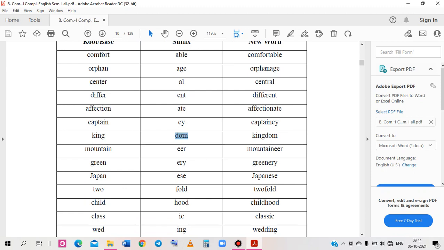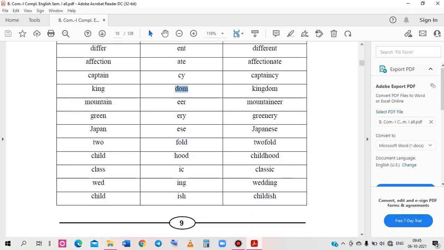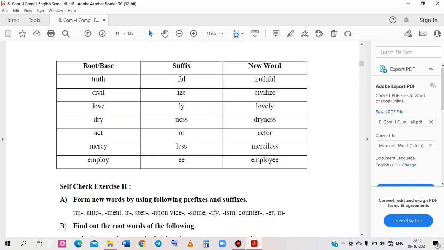Mountain, mountaineer. Green, greenery. Japan, Japanese. Fold. Child, childhood. Class, classics. Wed, wedding. Child, childish. There are many more examples like love, lovely, dry, dryness, act, actor. Act is a verb. If we add or, that is a suffix, it becomes actor.